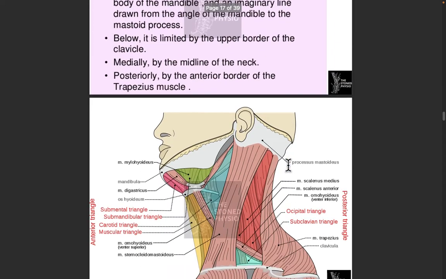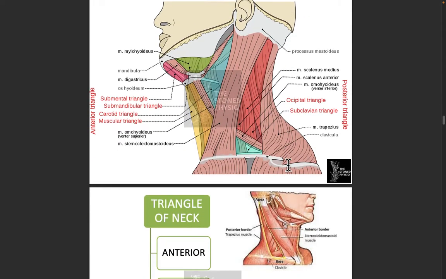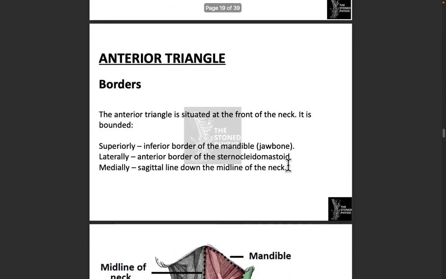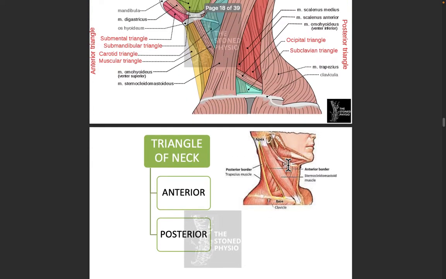First of all, we discussed it a little earlier, right? But now we are supposed to discuss it in detail, the anterior triangle and the posterior triangle. So till here we discussed it; okay, let's look at it from the start.